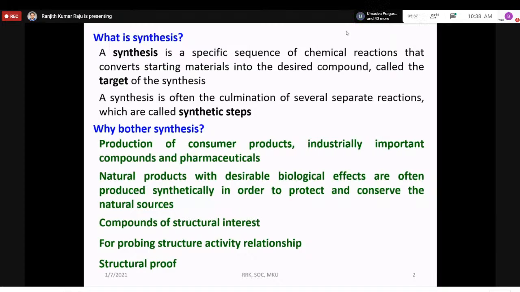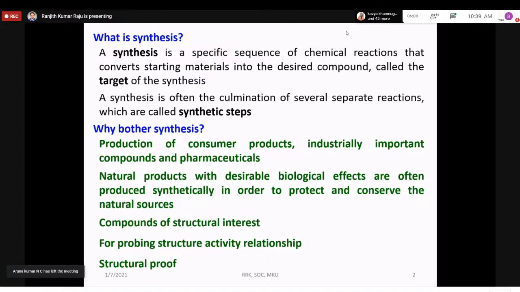And of course, if you are reporting a new mechanism, if you have done a new reaction, and you want to propose a mechanism, as proof you need to isolate the intermediates and do the structural proof. So for that also, synthesis is very important. So we have discussed what synthesis is and why we want to synthesize.